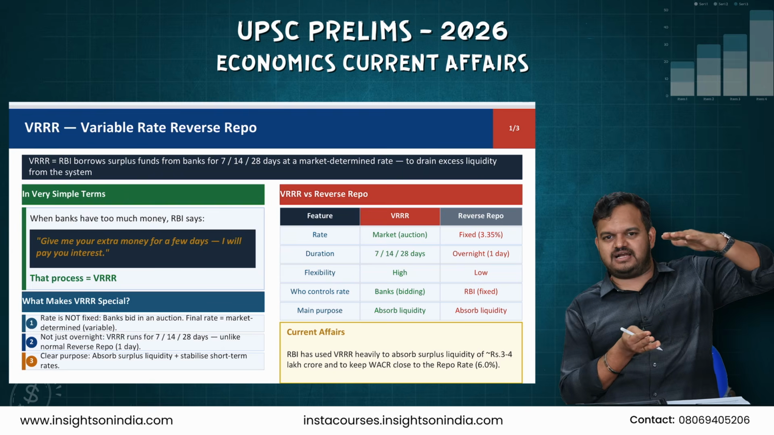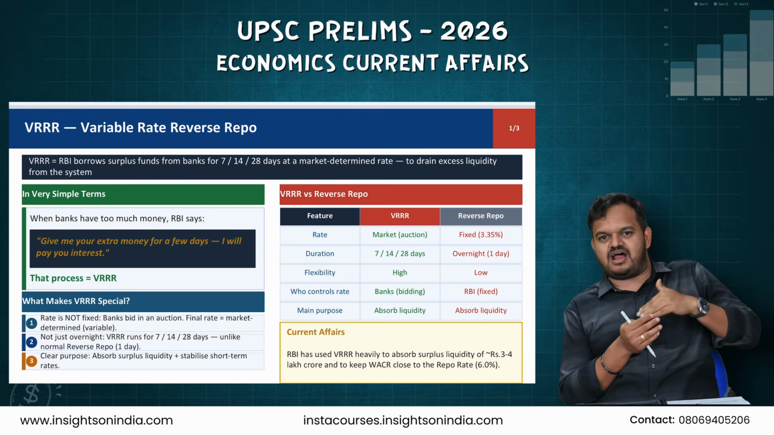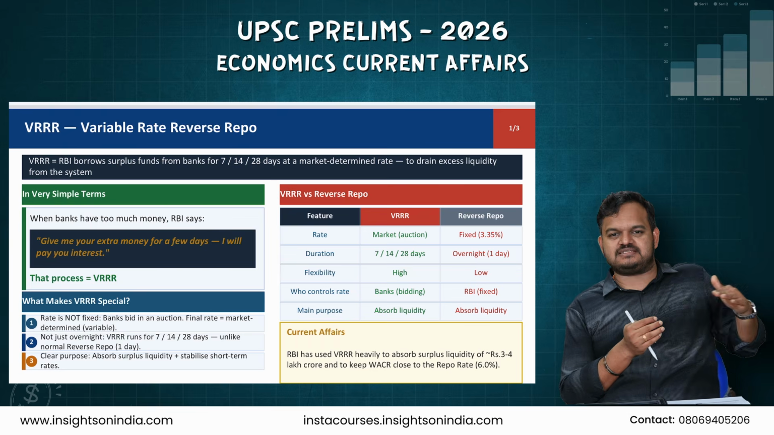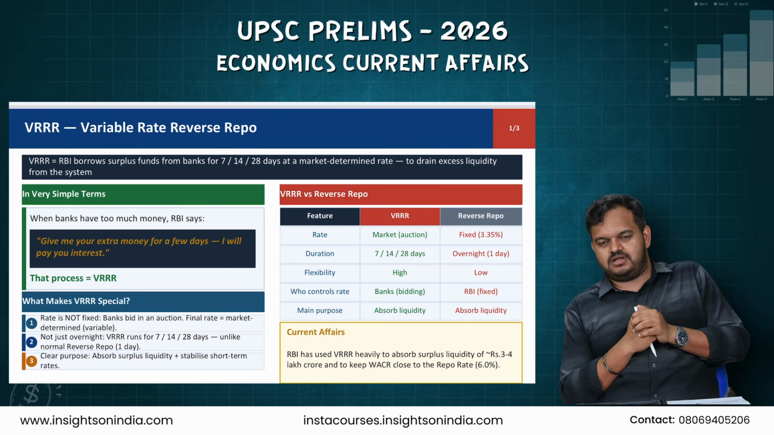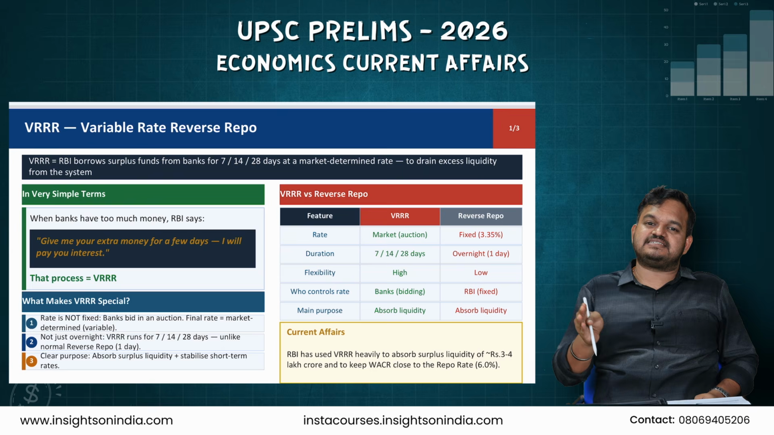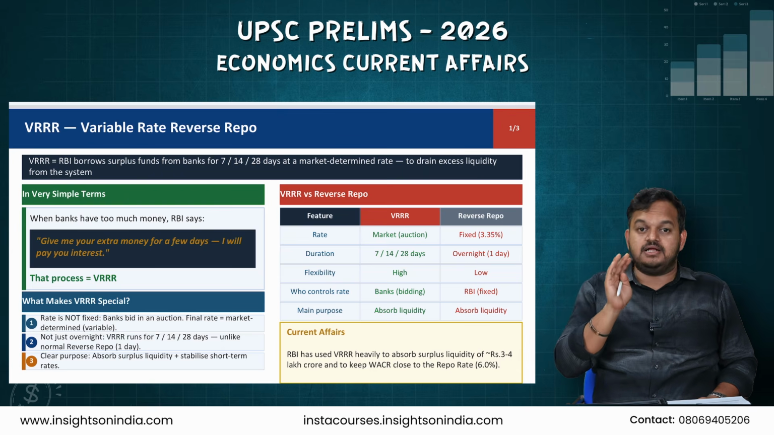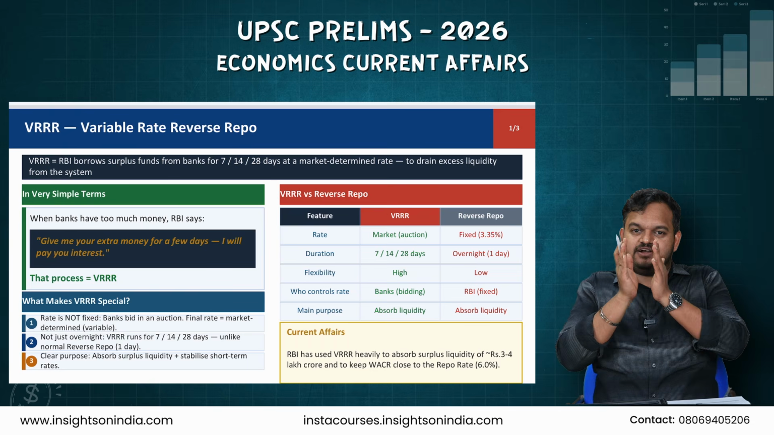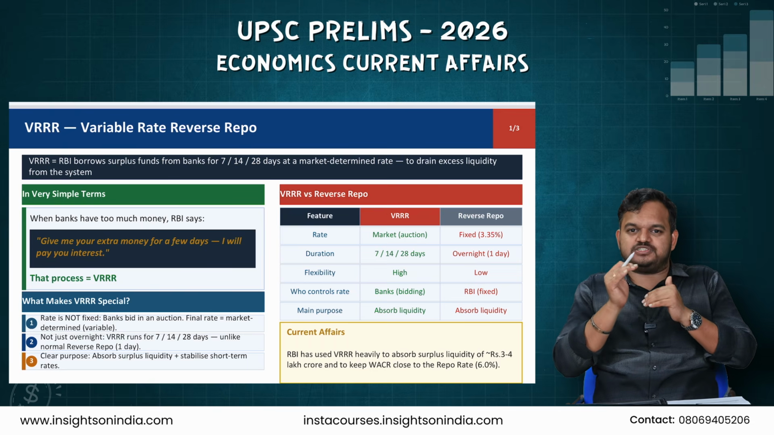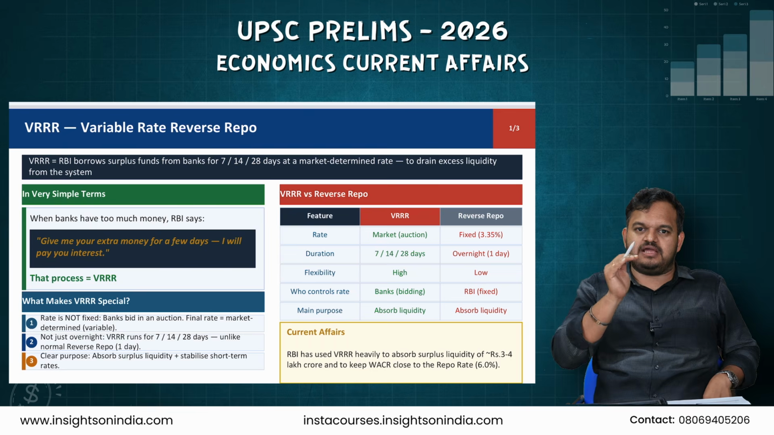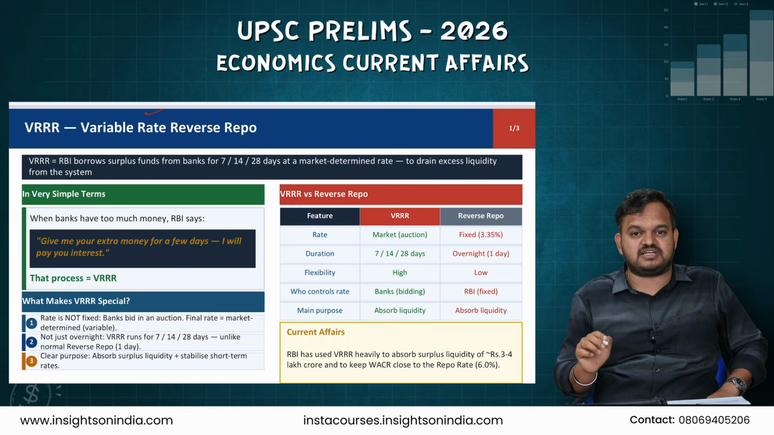Lowest bids will be considered, and then the last lowest bid will be kept as the standard interest rate. That means the interest rate has been decided based on bidding. That is why it is called variable. The interest rate is going to be decided based on the bids. That is why it is called variable rate reverse repo.